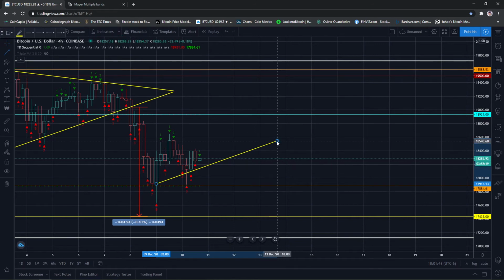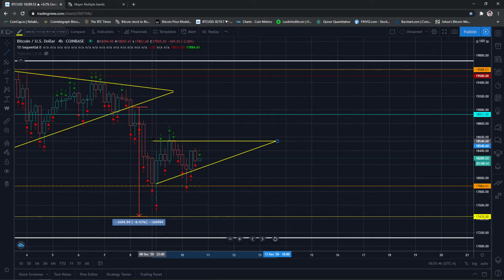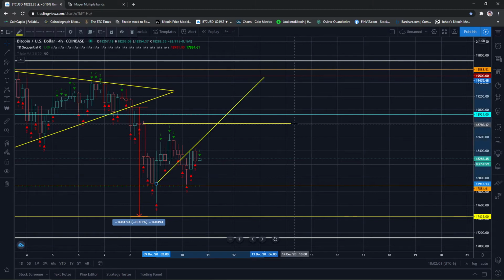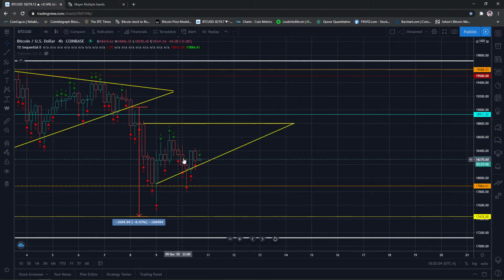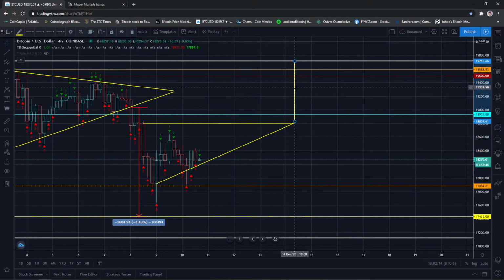Which is called an ascending triangle. Something like that. But then one could argue that this line's actually up here, so it's not clearly formed yet, but it could be. That could be something like that. And then if we got a break of this, it would just be the height of the triangle again, something like this, which brings us back to the upper part of the channel. So yeah, we'll watch that.